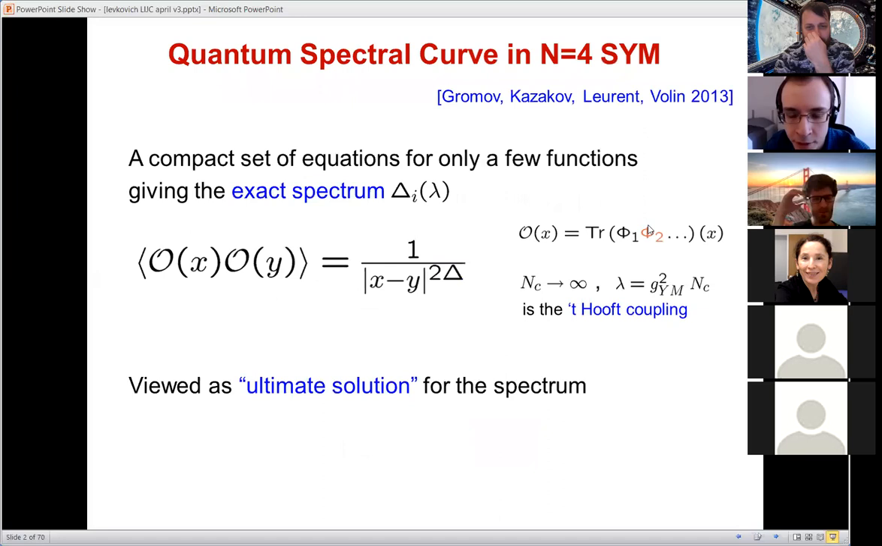This is a set of equations for the exact spectrum of N=4 super Yang-Mills that captures the anomalous dimensions of all local single trace operators in the planar limit. It is expected to be the ultimate solution for the spectral problem.